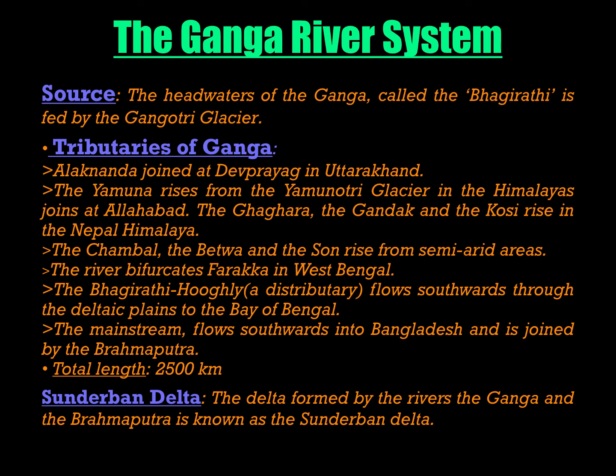Brahmaputra. So two mighty rivers are joined in Bangladesh and at the end they make the world's largest delta, known as the Sundarban Delta. The total length of the Ganga river system is 2500 kilometers, less than the Indus river system. The delta formed by the rivers Ganga and Brahmaputra is known as the Sundarban Delta. We can see our national animal, the Royal Bengal tiger, over there, and also the state animal of West Bengal.